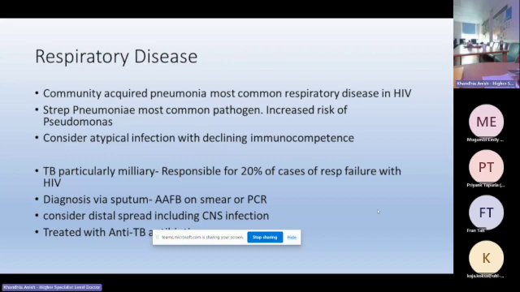You've also got to consider distal spread in someone who's got very profound miliary TB or severe TB pneumonia, and that includes things like CNS infections. So anyone who comes in with respiratory failure and altered sensorium should largely have an MRI scan. CT is not particularly sensitive for picking up TB meningitis or TB encephalitis, so an MRI scan would be the gold standard of diagnosis there.